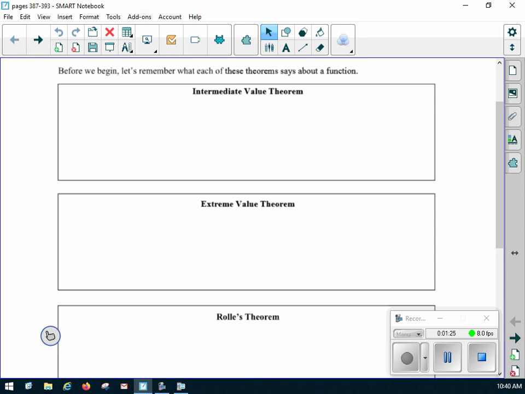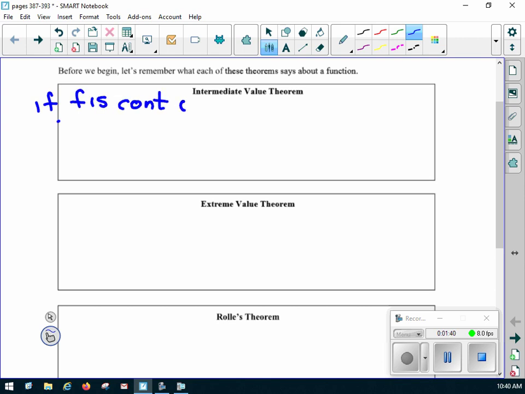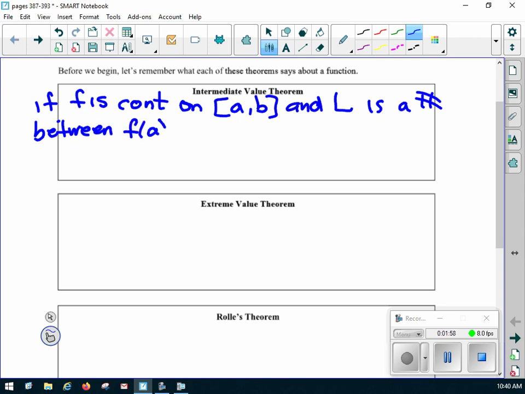So let's see if we can write it up mathematically. There's one criteria for the intermediate value theorem. The function has to be continuous. And L is a number between f of A and f of B.